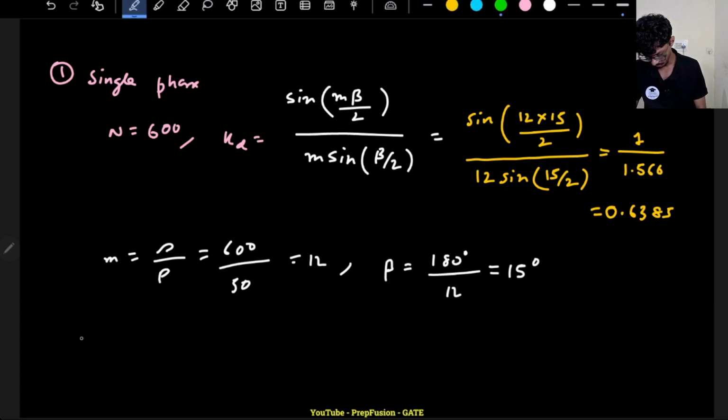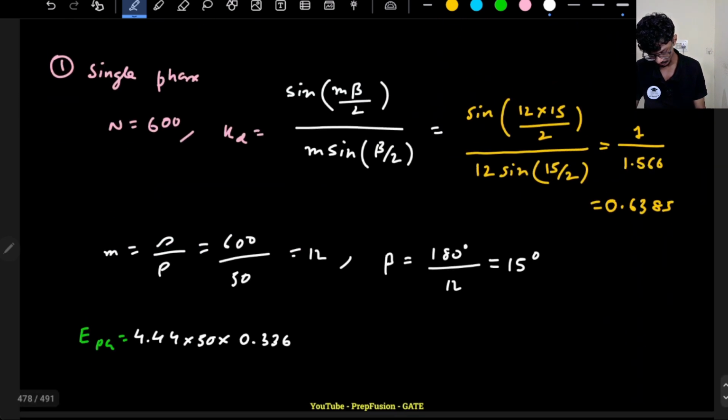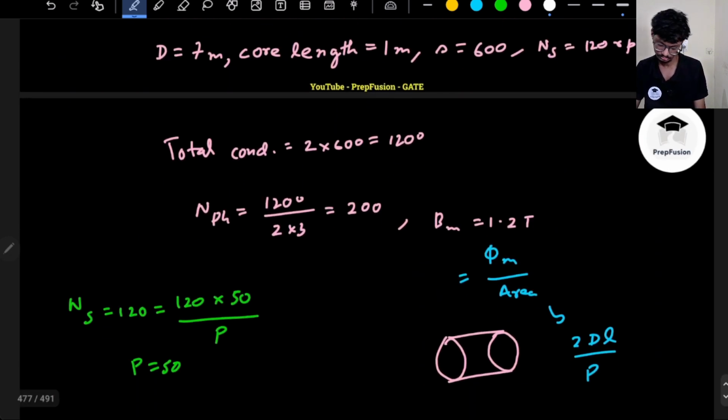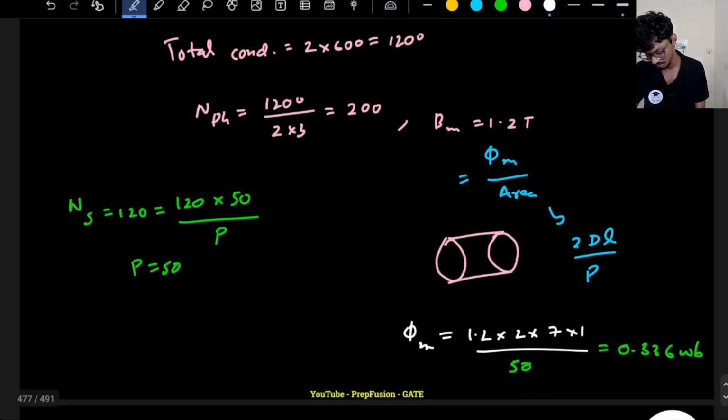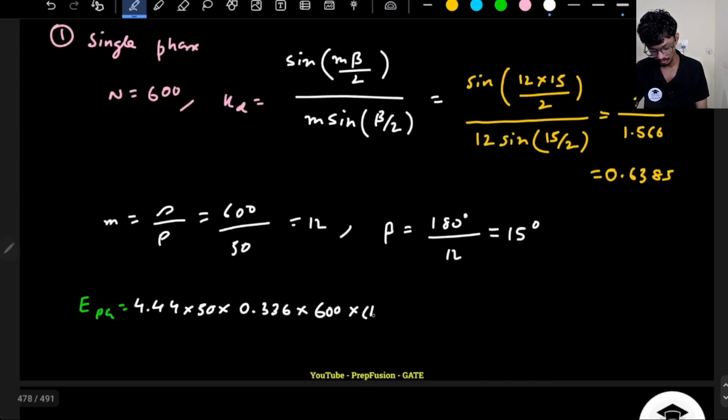So now your E per phase for a single phase winding will be 4.44 into F. F is 50 into phi is 0.336. Phi will not change, right? Phi will be the same, into number of turns per phase, so it will be 600. Number of turns per phase, it is like single phase only. Into Kp is 1 because coil span they have told me is full, into Kd is very low, 0.6385. So this will be the RMS value per phase for a single phase winding.